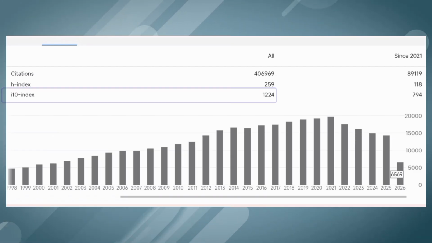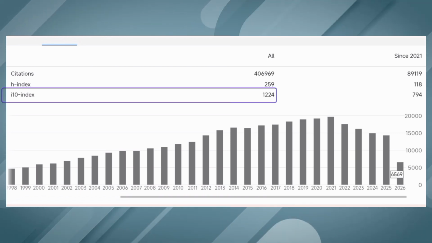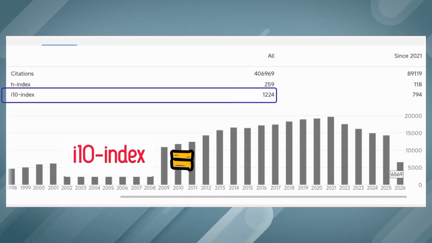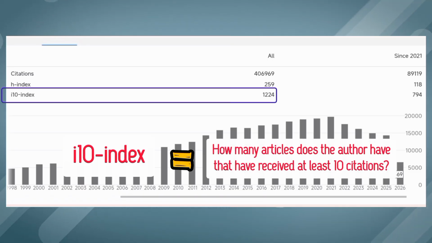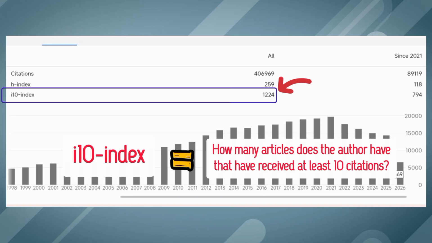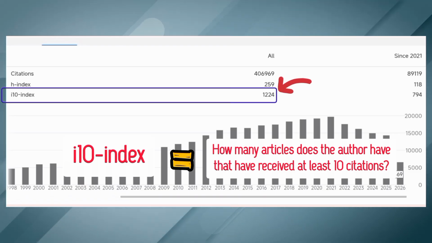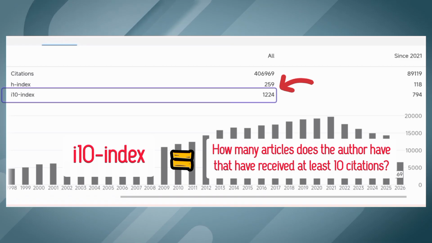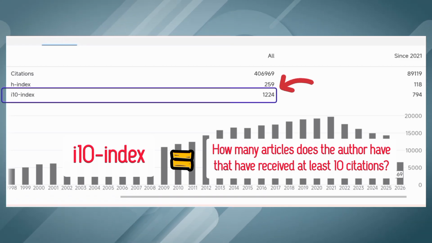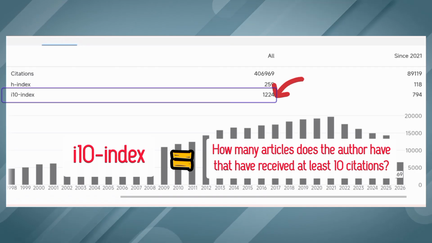This metric is similar to the H-index, but it specifically counts how many articles a person has that have received at least 10 citations. In this case, out of all their papers, this author has 1,225 articles that have been cited at least 10 times. Every scientific database or search engine can define a metric similar to the H-index for itself, and Google Scholar's specific proprietary metric is this I-10 index.